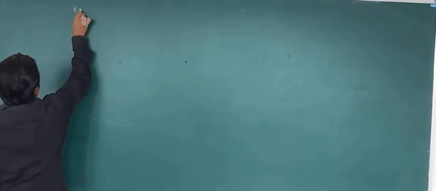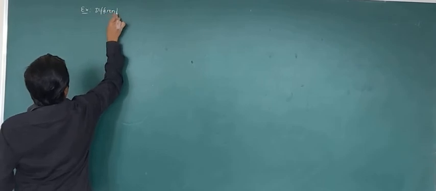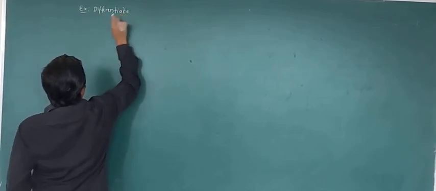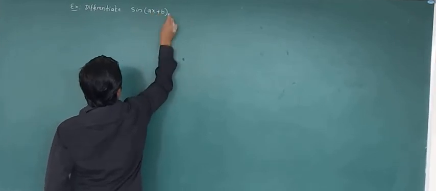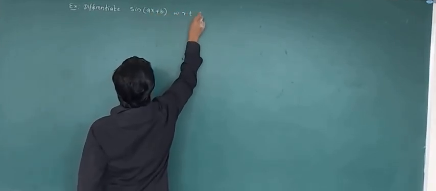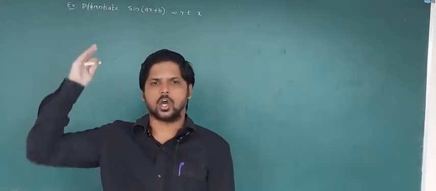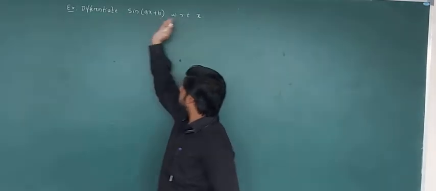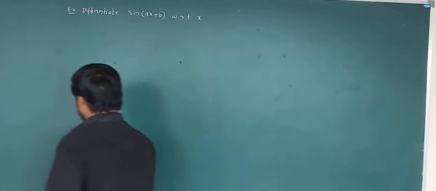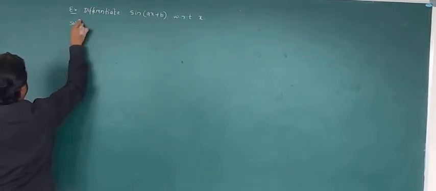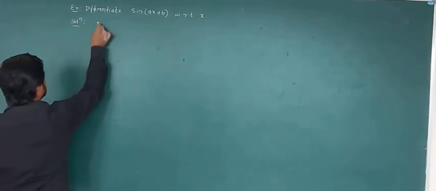So next example. Differentiate sine of ax plus b with respect to x. Find the derivative of a given function or differentiate some function with respect to x, both are the same. Here solution. Here the given function is sine of ax plus b.